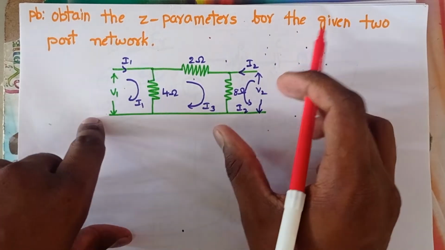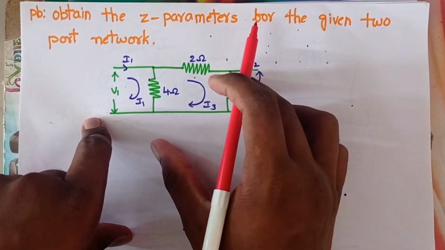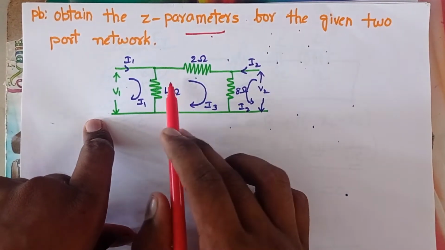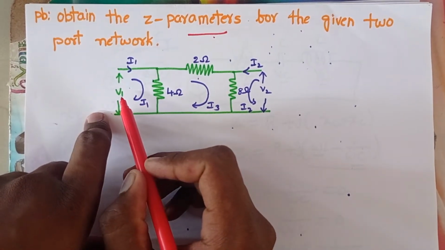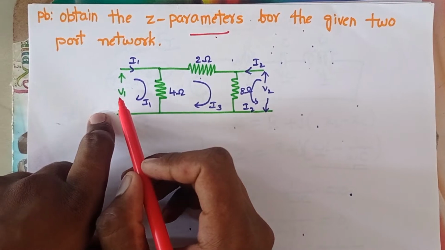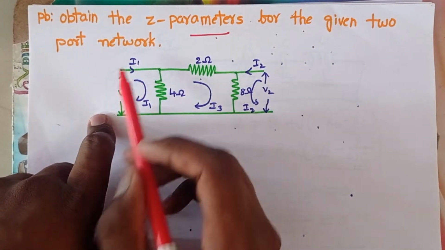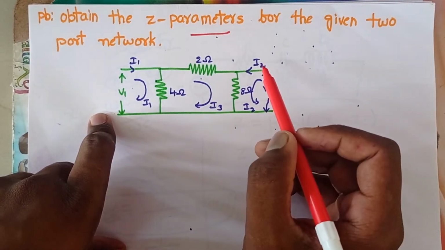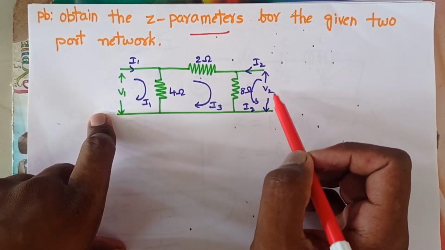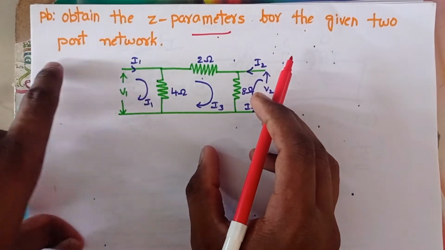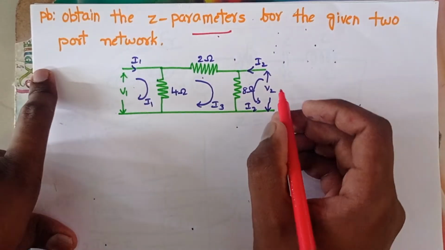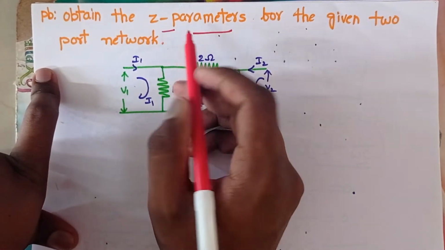Here they have given a two-port network. Now we need to find the Z parameters for this two-port network. First observe the input voltage of the two-port network is V1 and the input current is I1, the output current is I2, the output voltage is V2, and this loop current is I3. They are already given.